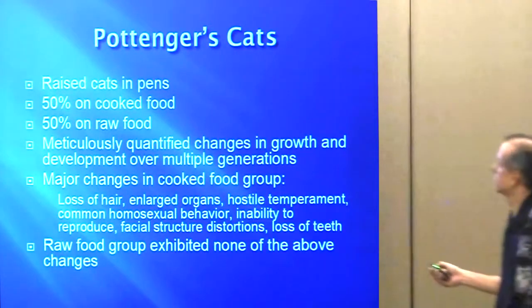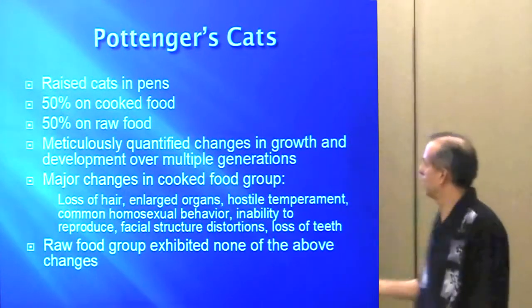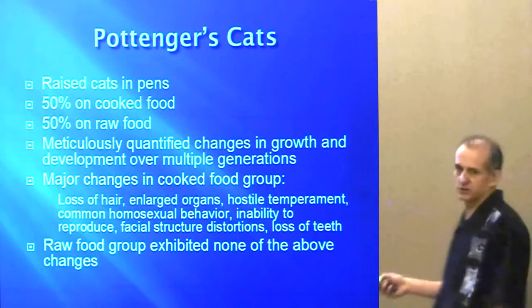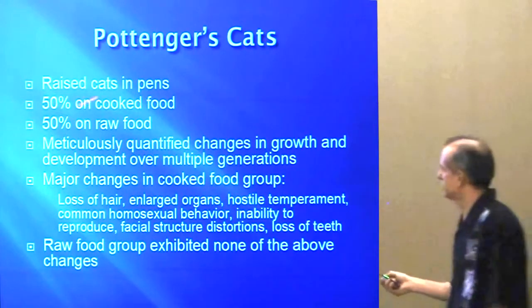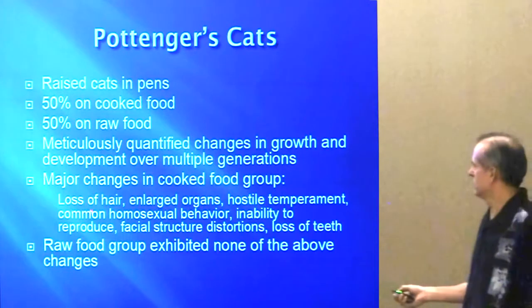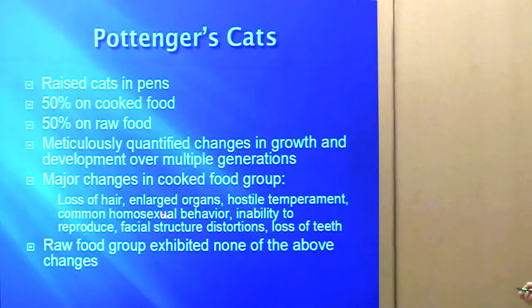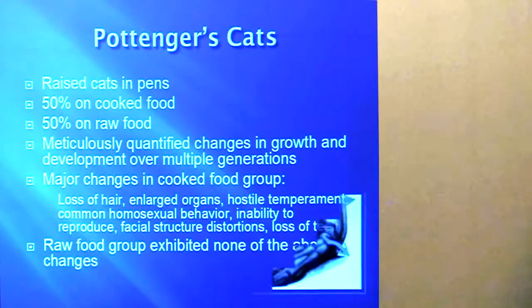Another historical perspective: I had this book from the time I got out of school and never really understood how it applied to us until I looked at this model. This whole compromise of growth and development was the same thing in cats. Pottinger was an MD back in the 40s right here in Monrovia, California. His book had a lot of detail about this and how he fed cooked food versus raw food. He quantified changes in growth and development over multiple generations. The same thing we see in humans, he saw in cats: loss of hair, enlarged organs, hostile temperament, common homosexual behavior, inability to reproduce, facial structure distortion, and loss of teeth in these animals when they were off their normal diet. Raw food did not produce that at all.